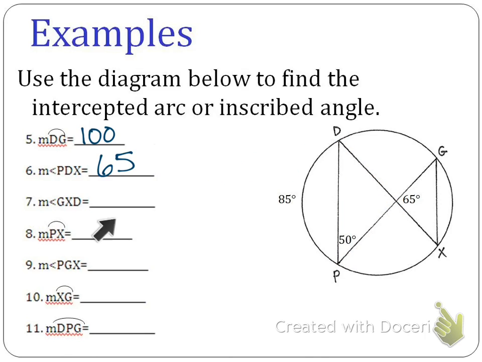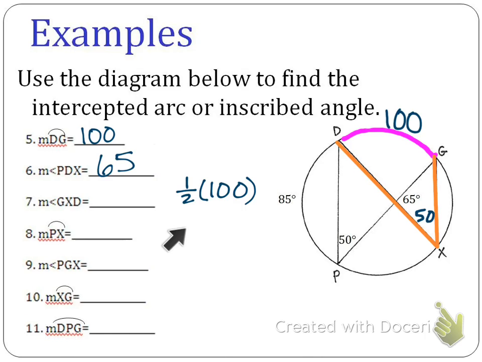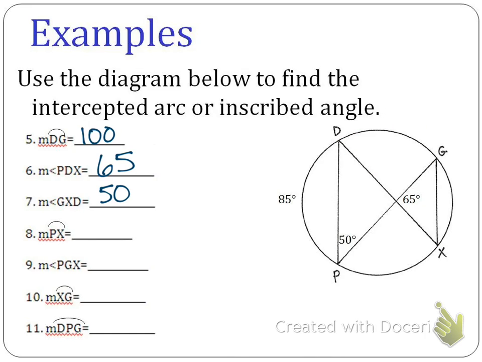If I'm looking for the measure of angle GXD, I have to map it: GXD. Notice how it actually intercepts this arc DG. So because I know what this arc measure is, I can use that to figure out what this angle would be. Since arc DG has a measure of 100, I'll cut that in half to get this angle. So measure of angle GXD is 50 degrees.